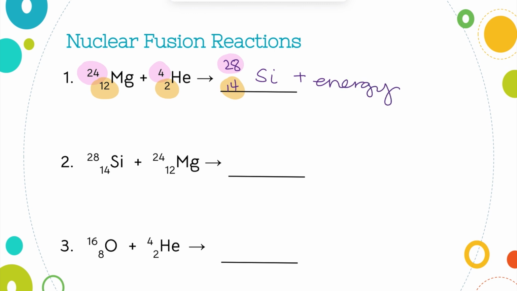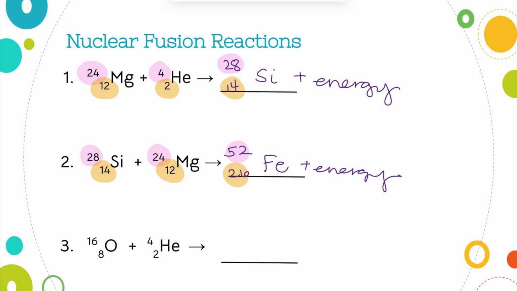Feel free to try the next examples on your own. Next we have silicon 28 and magnesium 24. Those two need to add together. So we get 52. And then same thing with our protons, 14 plus 12. That 14 plus 12 is going to give us 26. And when I look at my periodic table, element 26 is iron, plus a large amount of energy is released.